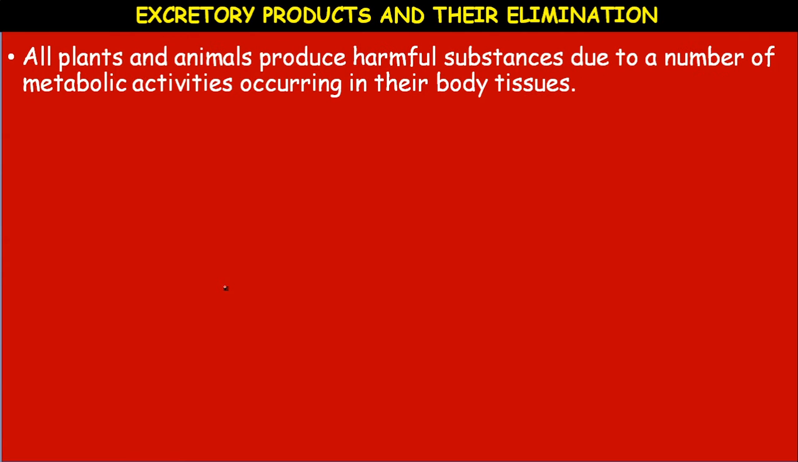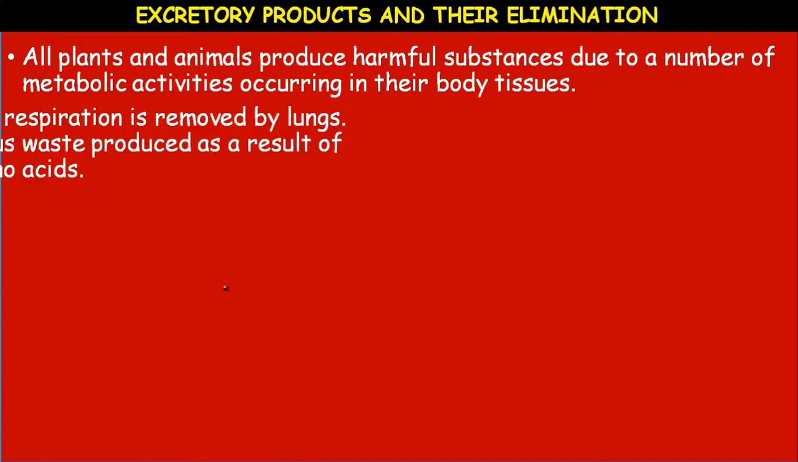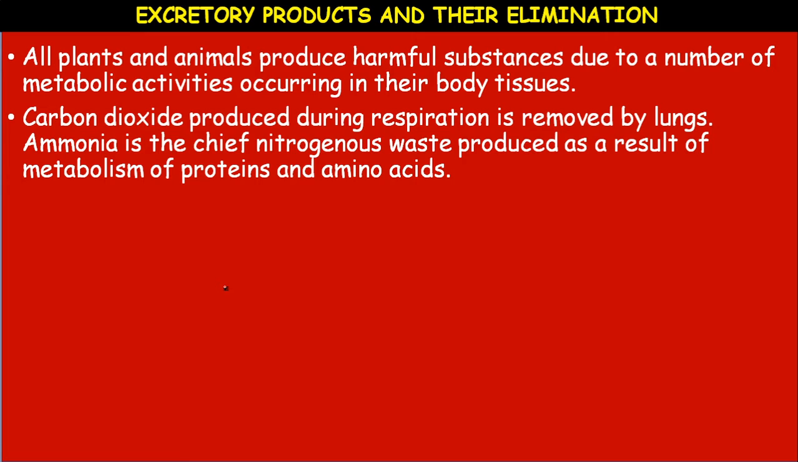Excretory products and their elimination. All plants and animals produce harmful substances due to a number of metabolic activities occurring in their body tissues. Carbon dioxide produced during respiration is removed by lungs. The ammonia is the chief nitrogenous product, which is produced as a result of metabolism of proteins and amino acids.